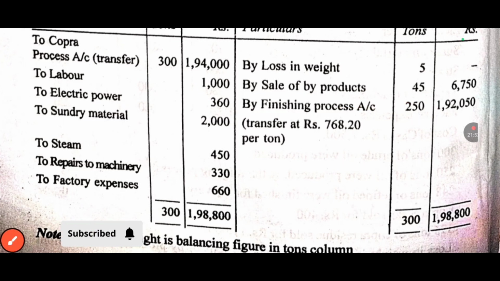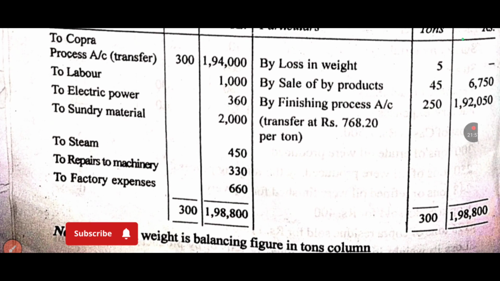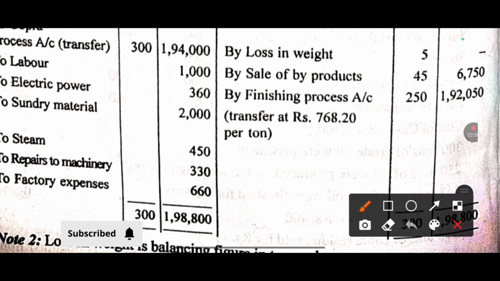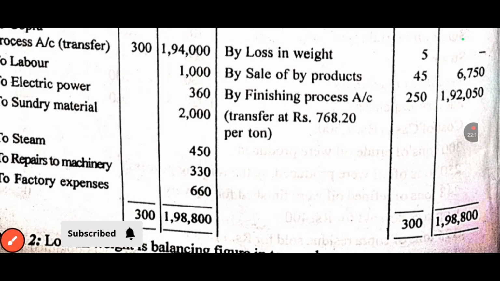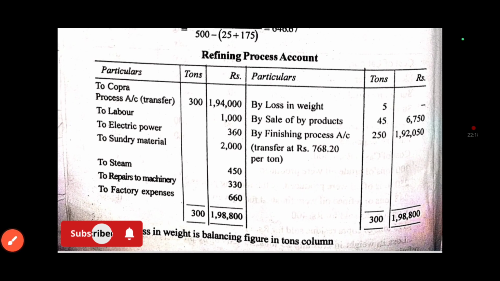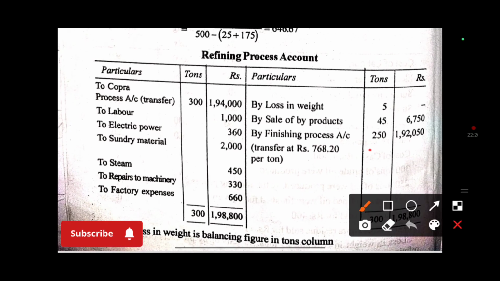Now we are going to find out cost per ton. How can you find out the cost per ton? Total output value, listen, total output value divided by 250 tons, that means output tons. After dividing, you will get the cost per ton is rupees 768 rupees 20 paise. Okay. So at the end of the refining process account, you have the output ton is 250, output value is 1,92,050, and the cost per ton is 768 rupees 20 paise.